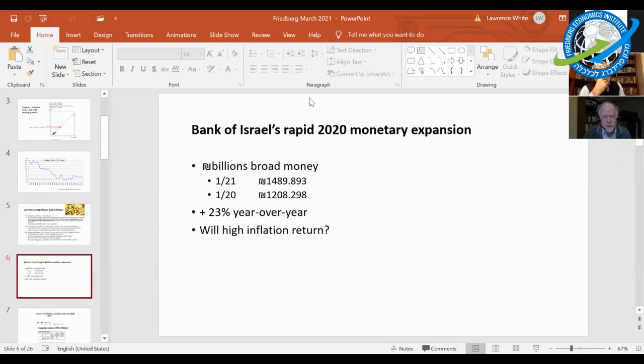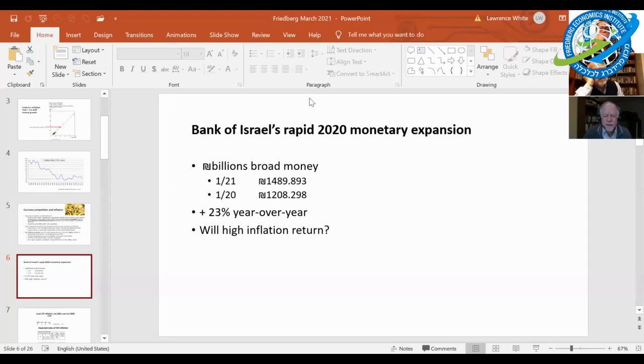If you look at the Bank of Israel's balance sheet, you see a rapid expansion in the quantity of monetary liabilities. So in January 2021, the M3 or broad measure of the shekel supply was 1489 billions or approximately 1.5 trillion, up 23% over the same aggregate a year earlier. So 23% growth in the money supply over a single year.